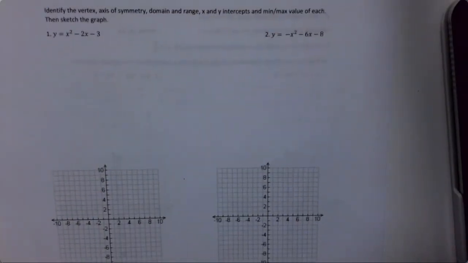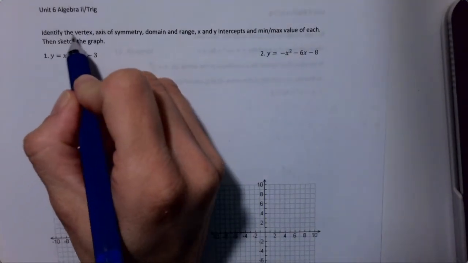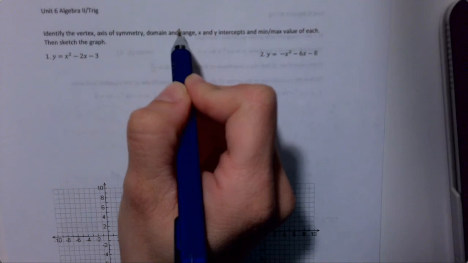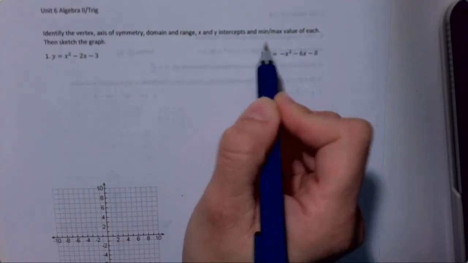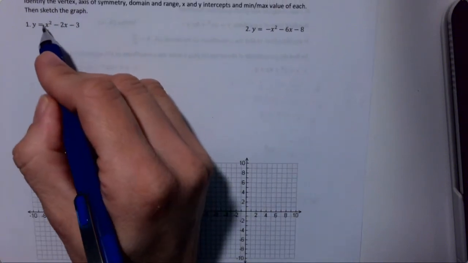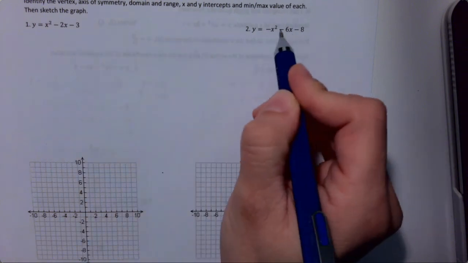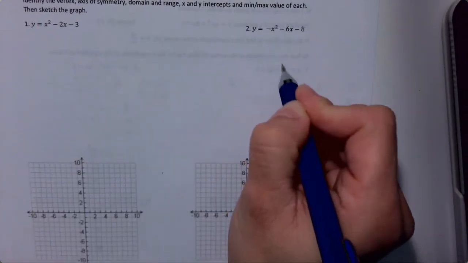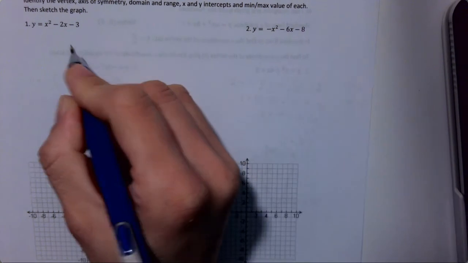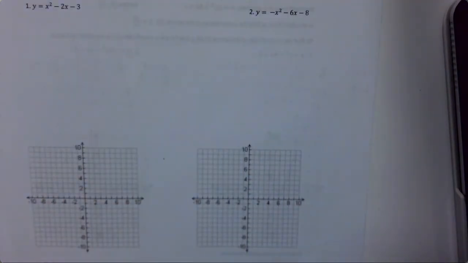All right, let's go ahead and go to the next one. So this one is asking you to practice now. It's saying identify the vertex, axis of symmetry, domain, range, x and y intercepts, and the maximum or minimum value of each. Then sketch the graph. All right, so here's 2 more. You could probably already tell, since this coefficient is positive, we know it's going to open upwards. Since this coefficient is negative, we know it's going to open downwards. Okay, so go ahead and pause the video, see if you can walk through all of these, and then we'll take a look at it.